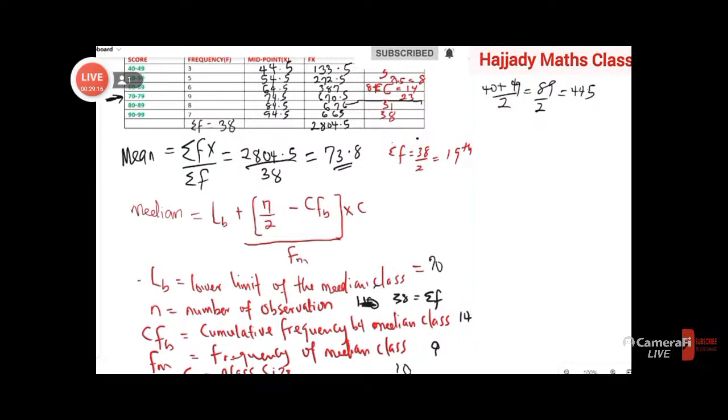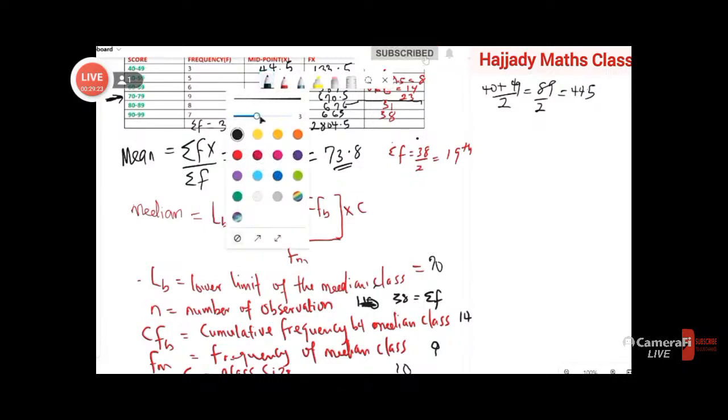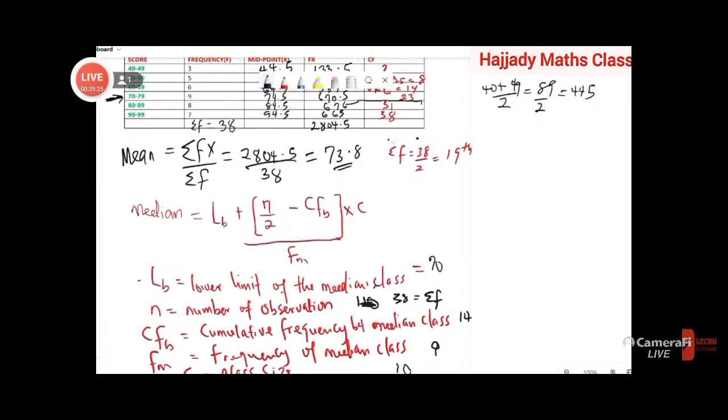Now, we are going to make use of these values in computing our median. So coming down here, our median will now be equal to our lower limit, which is 70. We can decide to use the boundary if you like, instead of using limits.